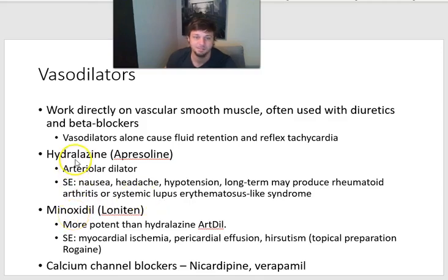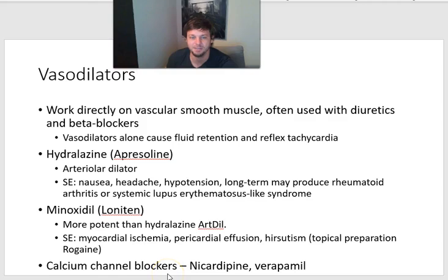Minoxidil is better than hydralazine, but can also cause myocardial ischemia, pericardial effusions, and then growing of hair. Which is funny because the topical preparation of minoxidil is actually Rogaine. So they're like, hey, this stuff can cause unwanted hair growth. They're like, but what if it's wanted hair growth? Well, let's make a new drug. And so Rogaine is basically a vasodilator for your head.